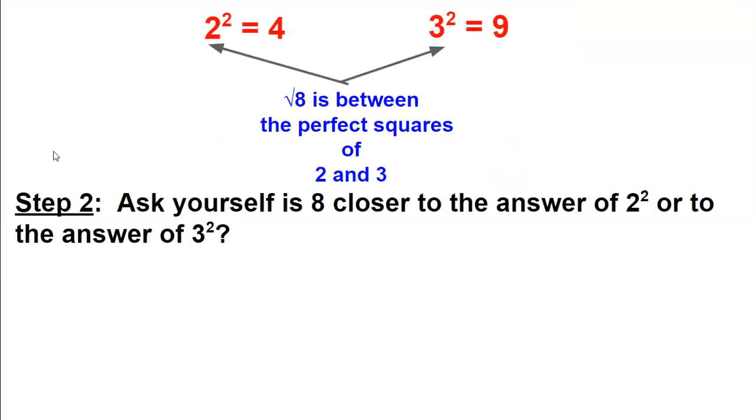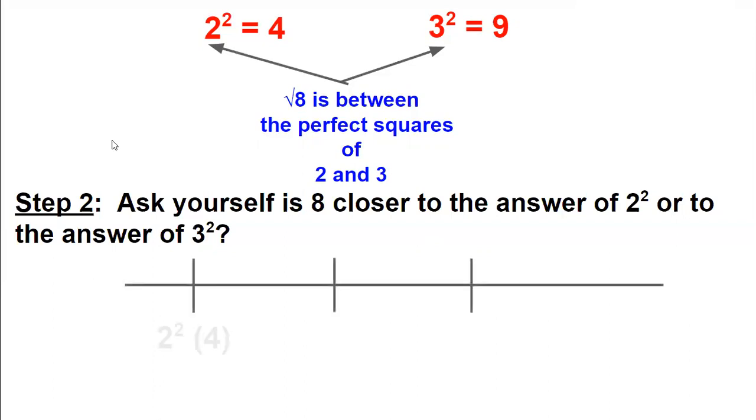And now step 2 is going to be ask yourself if 8 is closer to the answer to 2 squared or to the answer of 3 squared. So is 8 closer to 4 or is it closer to 9? Well, I'm going to put my lower limit right there, my 2 squared, which equals 4, and my upper limit, 3 squared equals 9, and I'm going to place the 8 where I think it should go. So my square root of 8 there is going to go closer to the 9. So I know that my answer is closer to the 3 than it is to the 2.